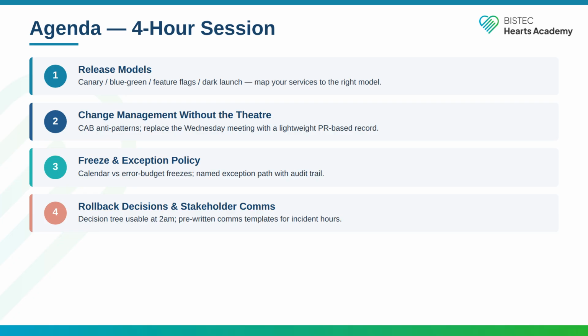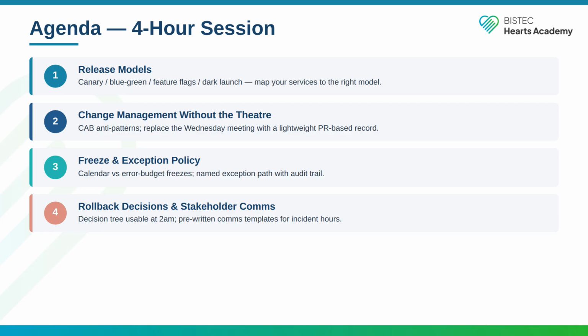Hour 2 replaces the change advisory board with a lightweight change record. We cover the 4 CAB anti-patterns, the PR template that fits on one page, the workflow that branches by tier, and the narrow case where a CAB is still the right answer. Hour 3 is freeze and exception policy. 2 freeze patterns, calendar-based and error budget-based, and the exception path that has to work or the policy dies. Enforced in tooling, not in a Slack message.